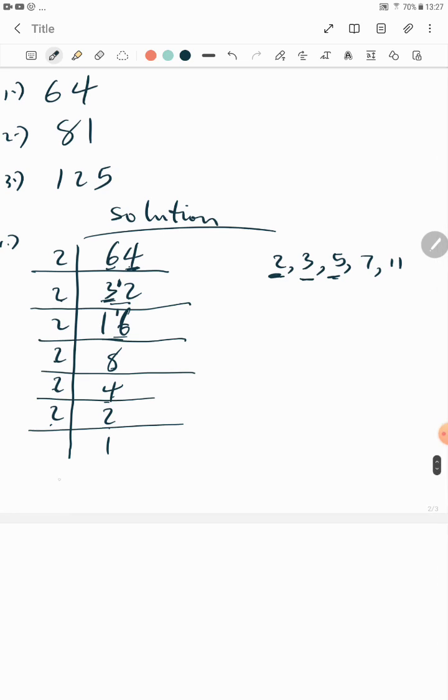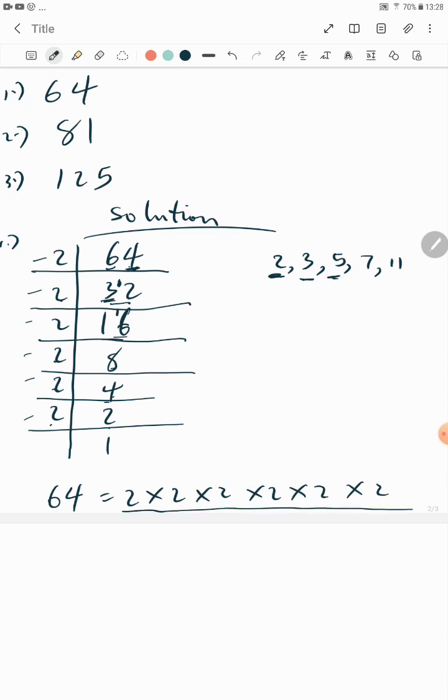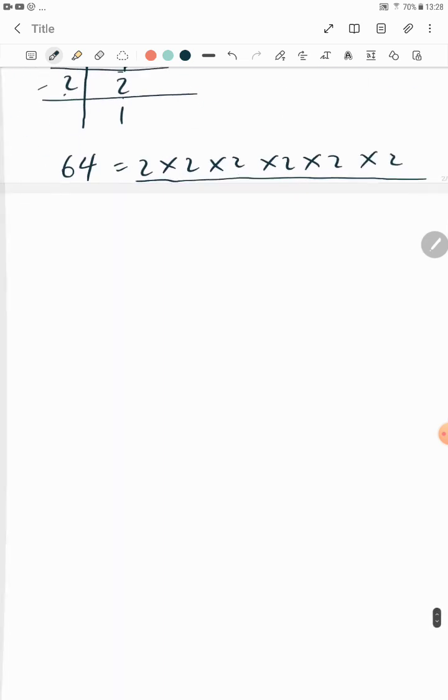Now we can write that our 64 is actually 2 times 2 times 2 times 2 times 2 times 2. How many 2s? 1, 2, 3, 4, 5, 6. Okay, so 64 has now been written as a product of its prime factors. If we list the prime factors of 64, you will see that only 2 is a prime number among them, and that is why this is correct.